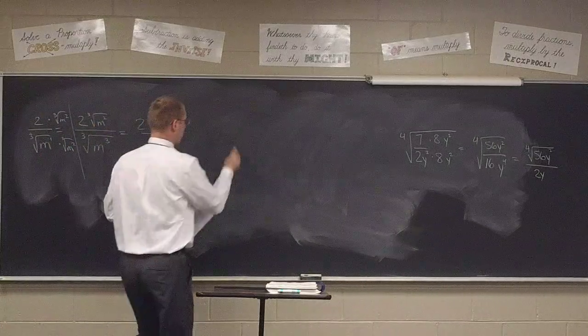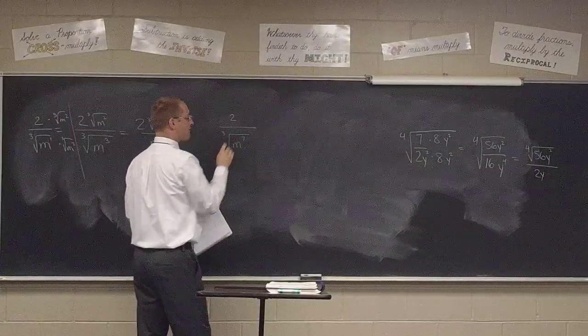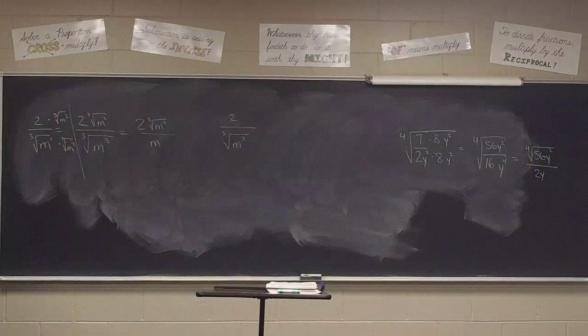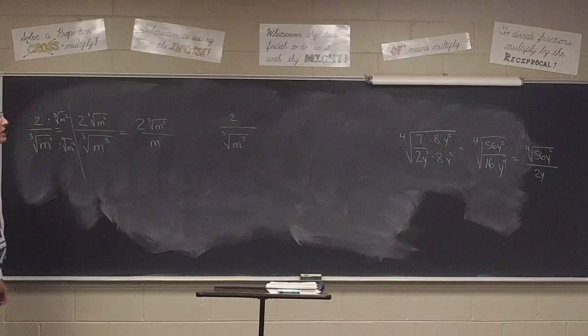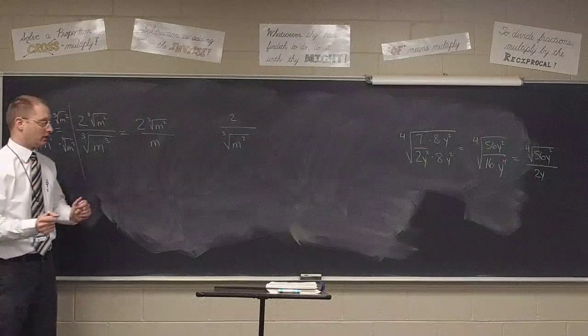Write this one down, though. Very similar problem. 2 over the cube root of m to the 7th. Can I take the cube root of m to the 7th evenly? You say, well, we could reduce it, right? 3 goes into 7 2 times with 1 left over. I don't care. I want to take it evenly.